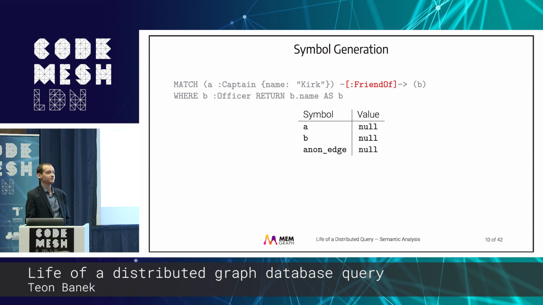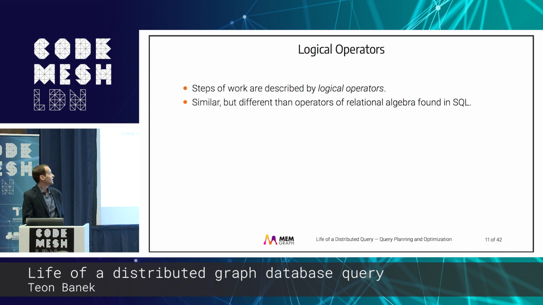Afterwards, we also have the alias b, which is different than the destination node, so it needs to have another position in the frame. So we are done with that and can continue with planning the steps of work. The steps of work are usually called logical operators, similar to how you would do with SQL, but they aren't based on relational algebra, which is kind of unfortunate.